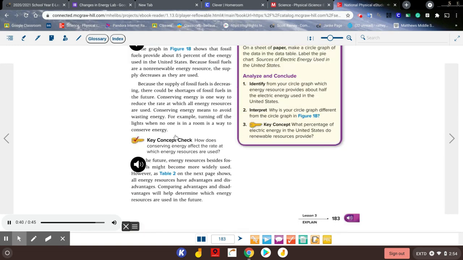For example, turning off the lights when no one is in a room is a way to conserve energy. Key concept check. How does conserving energy affect the rate at which energy resources are used? In the future, energy resources besides fossil fuels might become more widely used. However, as Table 2 on the next page shows, all energy resources have advantages and disadvantages. Comparing advantages and disadvantages will help determine which energy resources are used in the future.